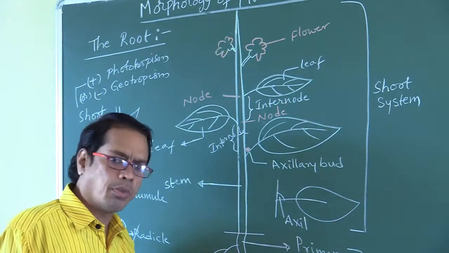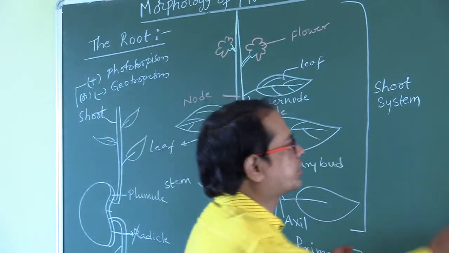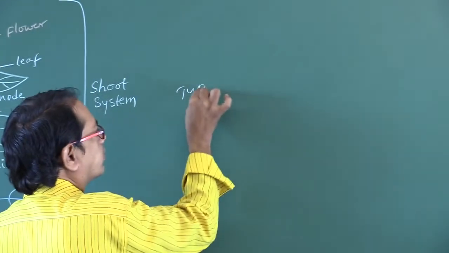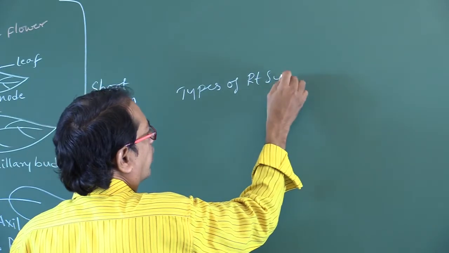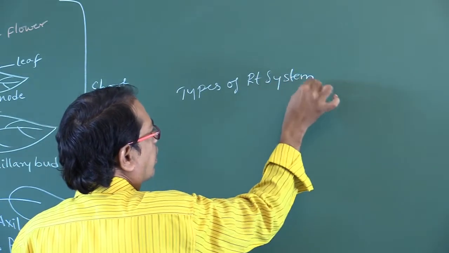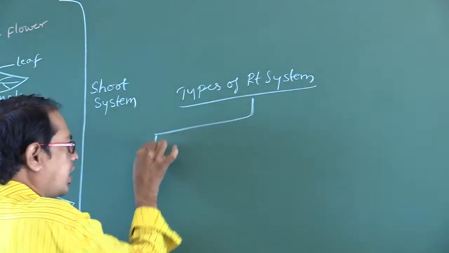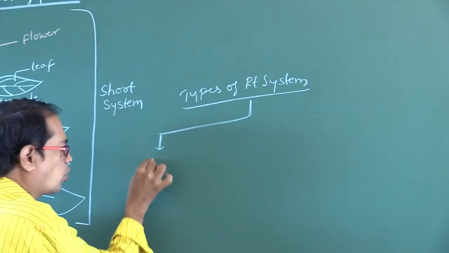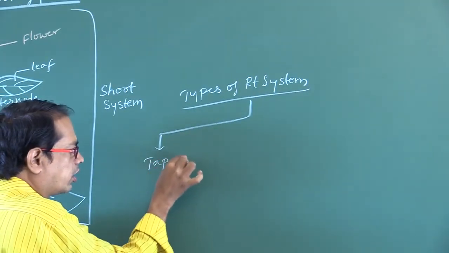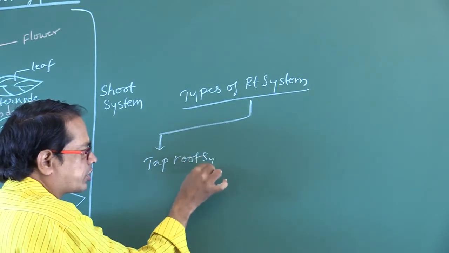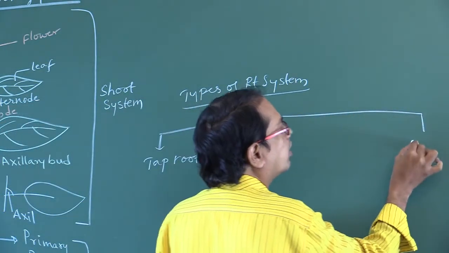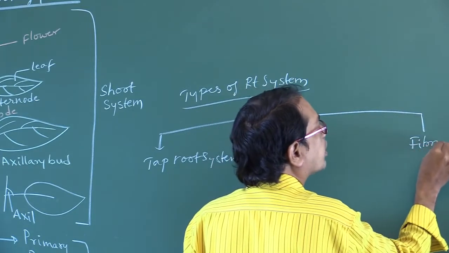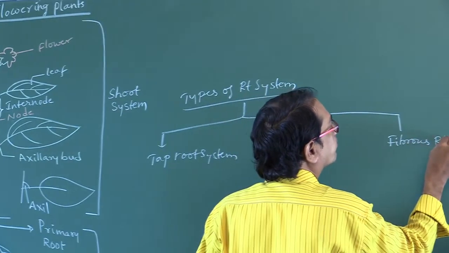Now we have to discuss about types of root systems. How many types of root systems are there? That is, one is called taproot system, and second one is called fibrous root system.